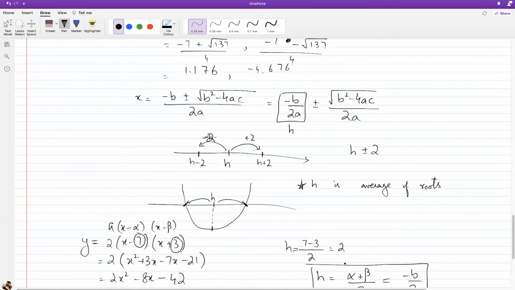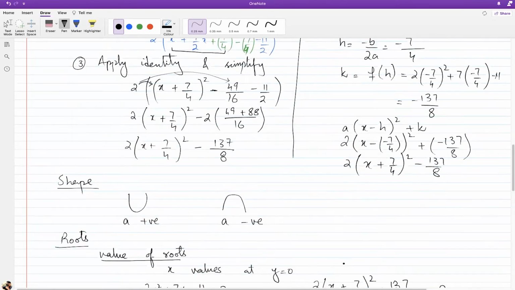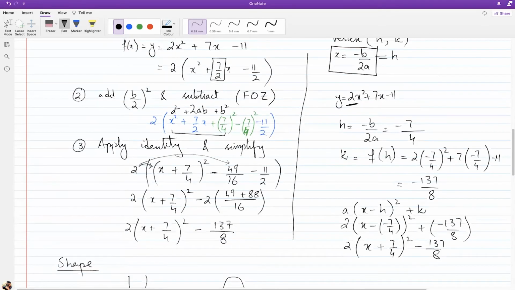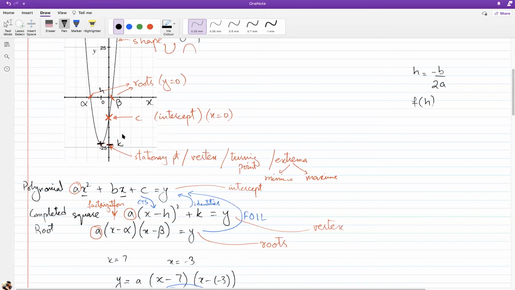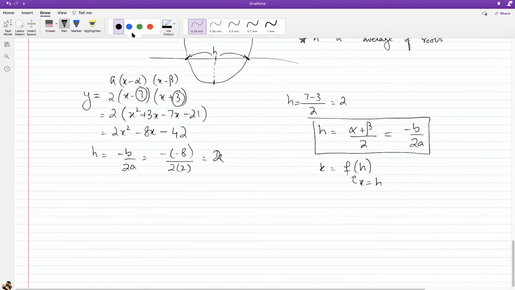All right, so now we have everything we need to find out or to draw roots, vertex, intercept, factor, and a to find out the shape. Everything we need to sketch anything. All right, one last thing before we get to the graphing.